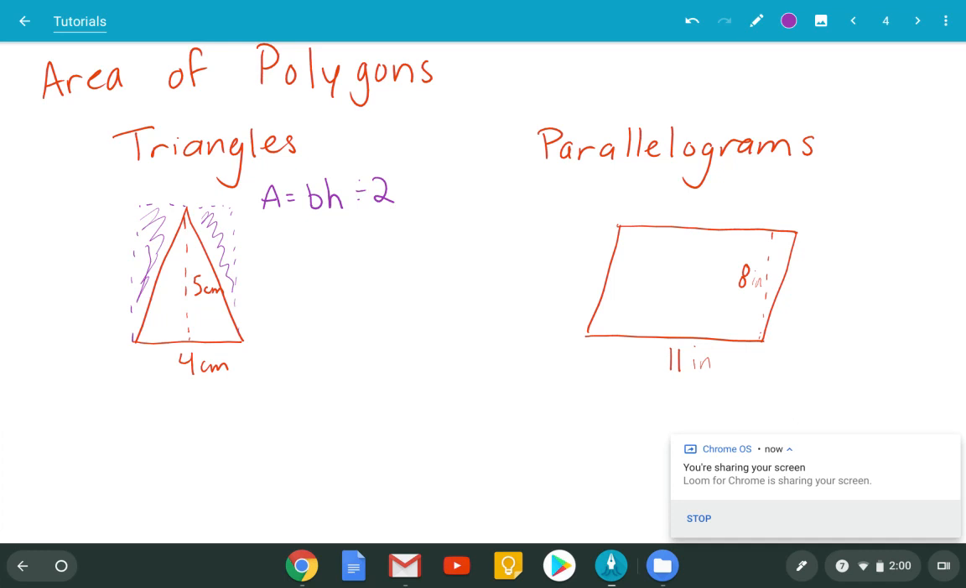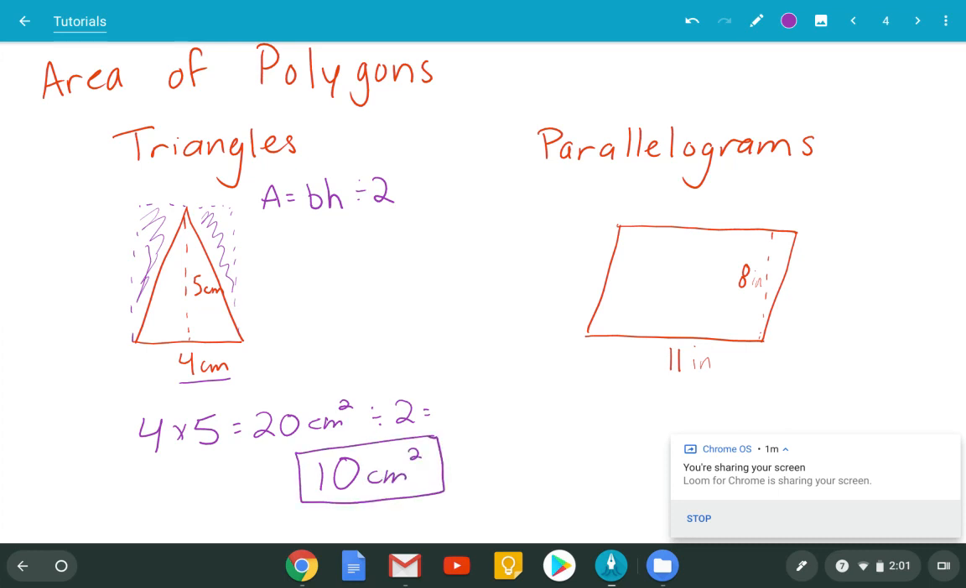So if we did base times height, the base is 4. So 4 times 5 centimeters, that is 20 centimeters squared. If we divide that by 2, then the area of the triangle is 10 centimeters squared. And it's centimeters squared because remember, area, we're finding the squares that go inside of a shape.